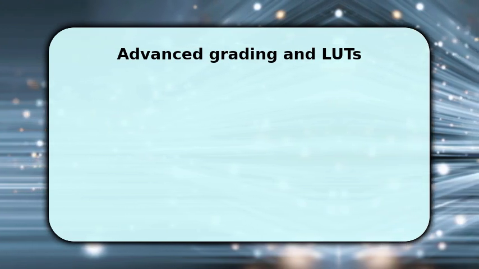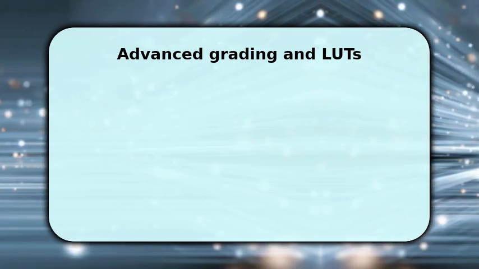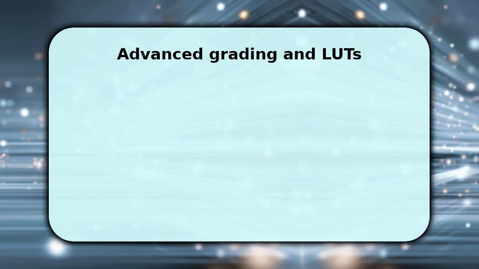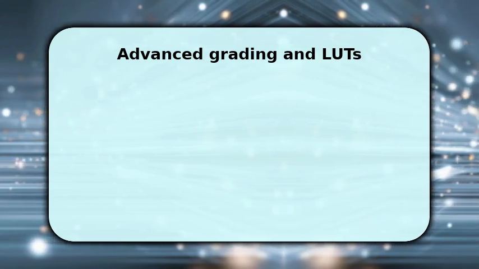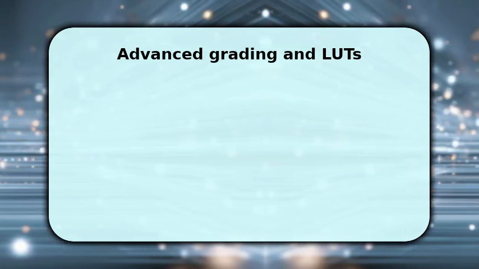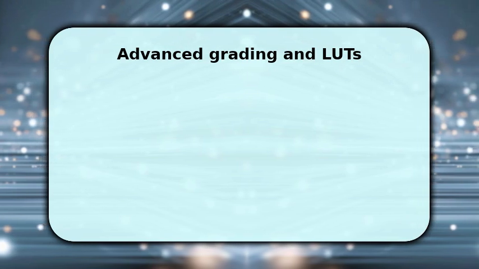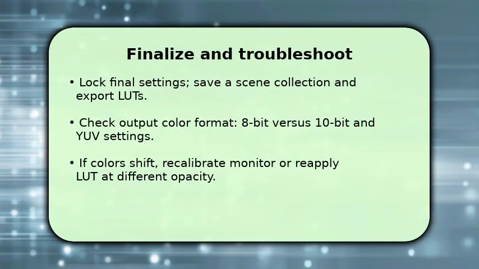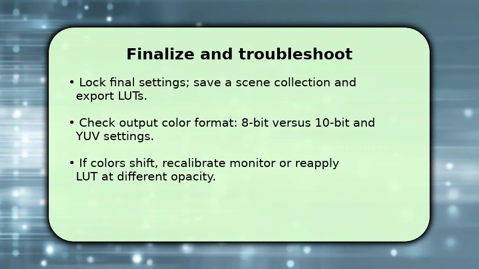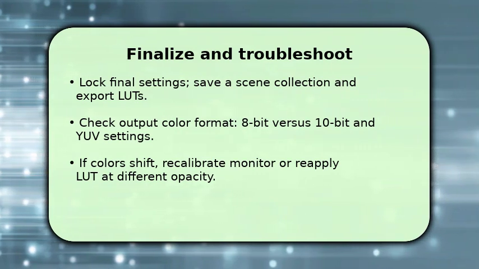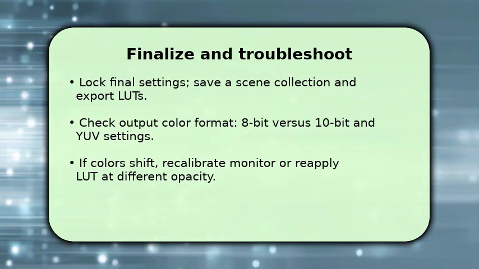Next, use the duplicated layer with a blend mode like overlay or screen. Reduce its opacity to 20-60%, and you'll get richer, more dimensional color without crushing details. Finish by locking filters and saving a scene collection because you want reproducible results. Export any custom LUTs for reuse.